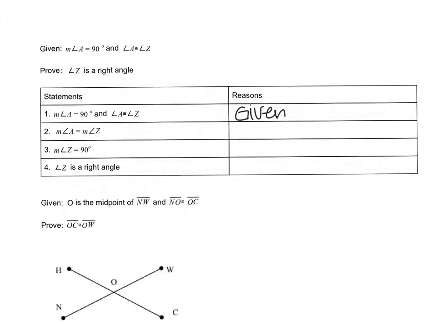Next we have the measure of angle A equals the measure of angle Z. Well, if an angle is congruent to another angle, their measures are the same, which comes from the definition of congruence, so that would be our reason. Okay. Now that we know the measure of angle A equals the measure of angle Z, our next statement says the measure of angle Z equals 90 degrees. Well, we already knew the measure of angle A was 90 degrees, so using substitution, one of our statements from section 1, we can substitute that 90 degrees in for the measure of angle A. So we get our third statement by substitution.